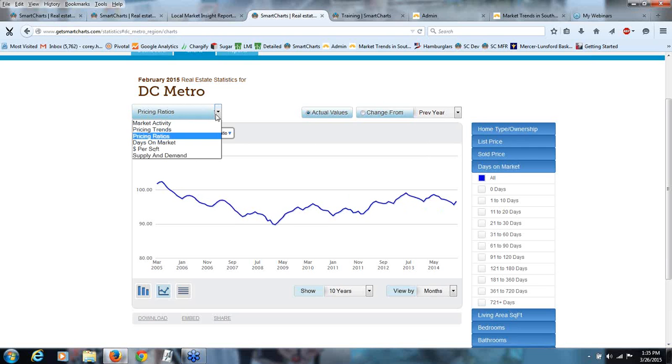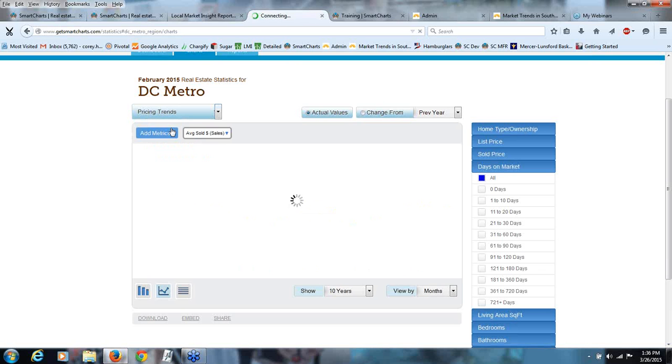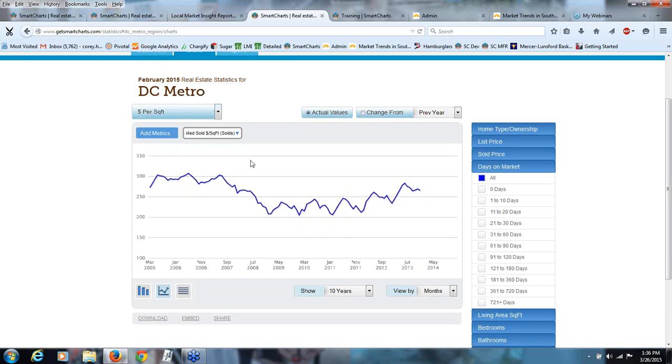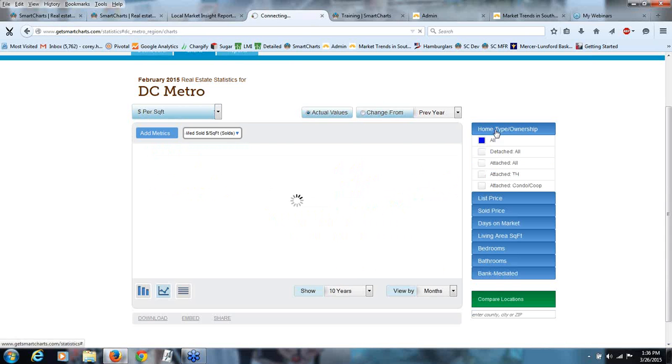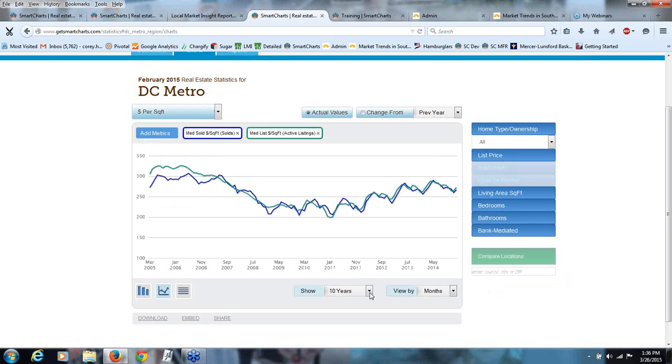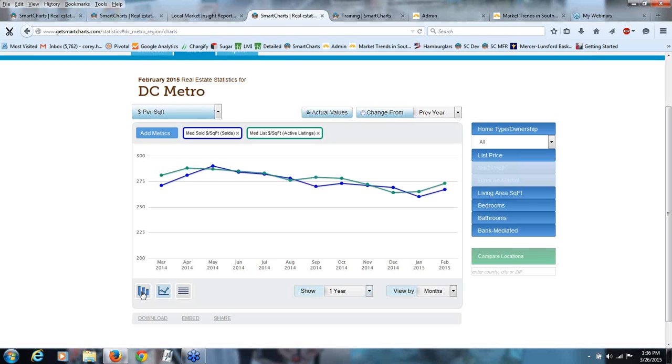Notice when I'm turning on metrics and I don't have any of these facets turned on, I can add other metrics to them. If I'm looking at price per square foot, I'm just looking at all homes. So I can add metrics and chart more than one metric at a time. I can look at median sold price per square foot for sold properties and compare that to the median list price per square foot for active listings over time. And I'm going to switch this back to just a one-year view. We'll look at bars.